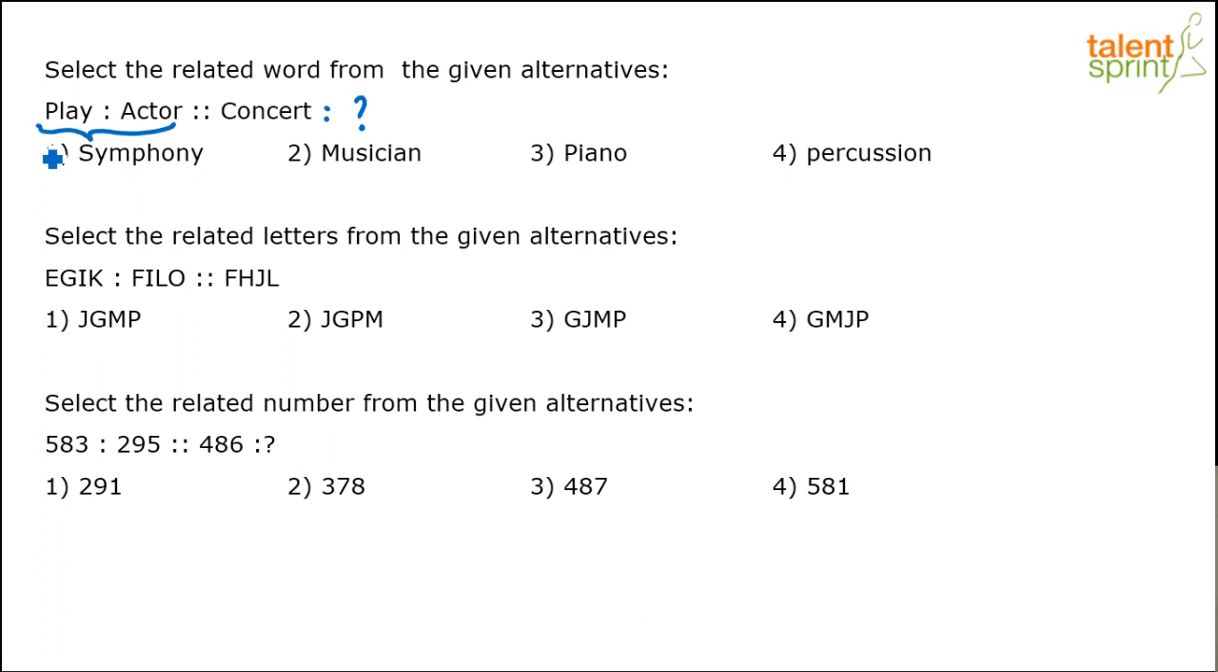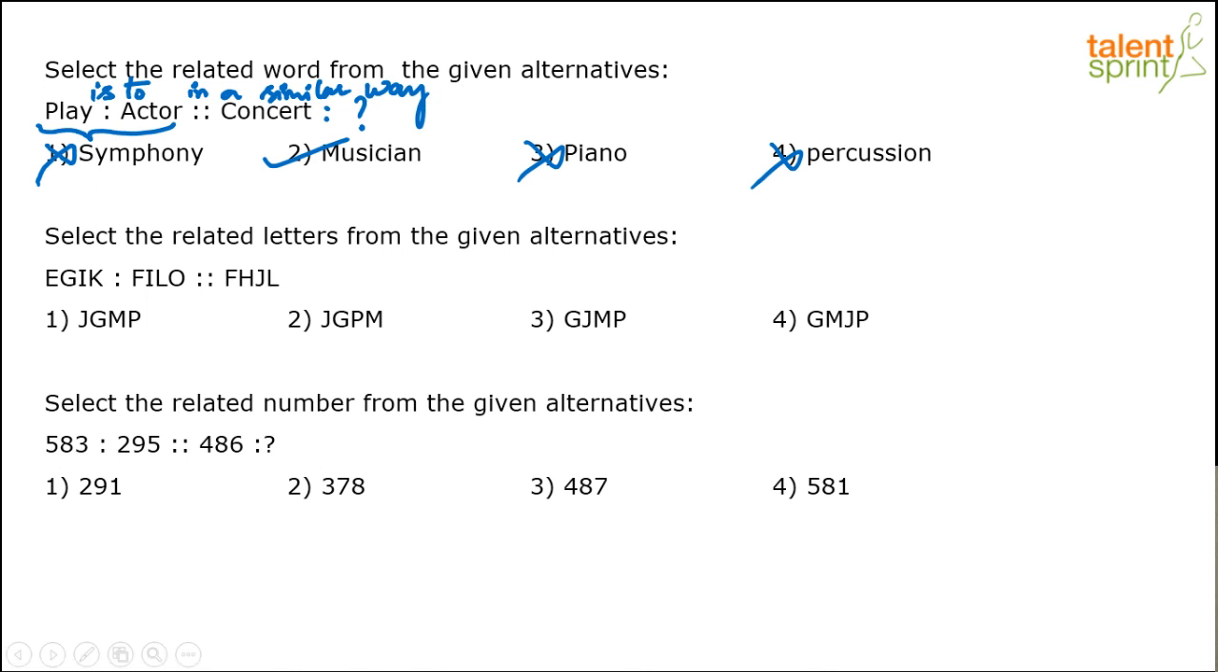Now, can it be symphony? No, symphony is like a piece of music, right? So it's not symphony. Can it be piano and all these things, percussion? No, it has to be musician. So very easy. It doesn't take any time, right? Play is related to actor in a similar way. See, this one colon is read as 'is to', and these 2 colons are read as 'in a similar way'.